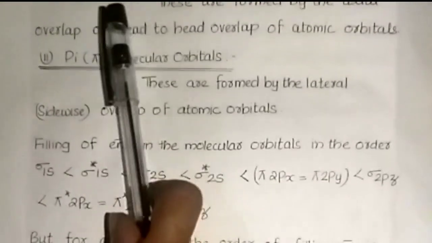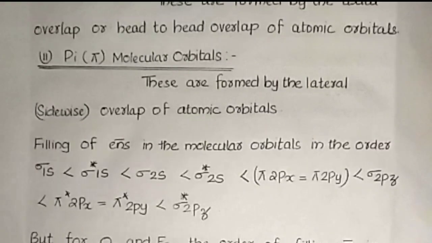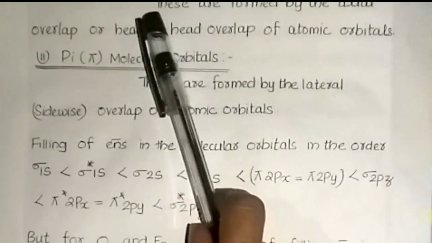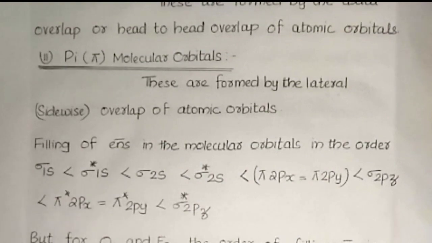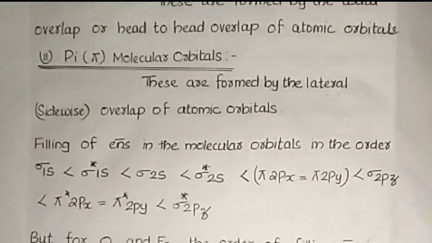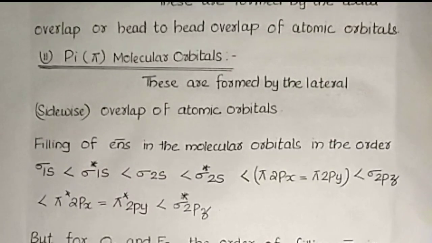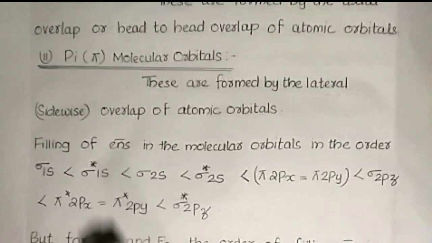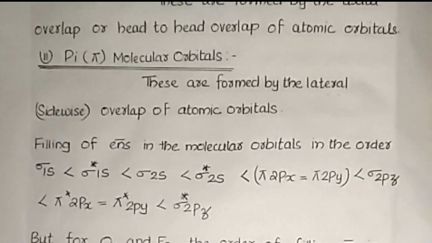Next, types of molecular orbitals. The atomic orbitals combine to form molecular orbitals. Then these molecular orbitals are of two types. First one, sigma molecular orbitals. A sigma bond is formed by the axial overlapping of atomic orbitals. Similarly, these are formed by the axial or head-on overlap of atomic orbitals. Those molecular orbitals are known as sigma molecular orbitals.